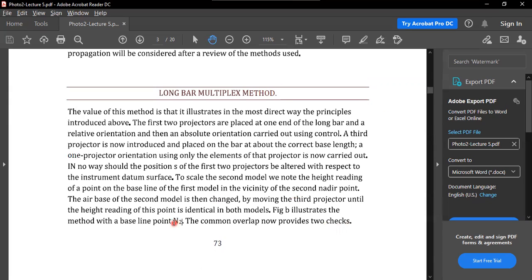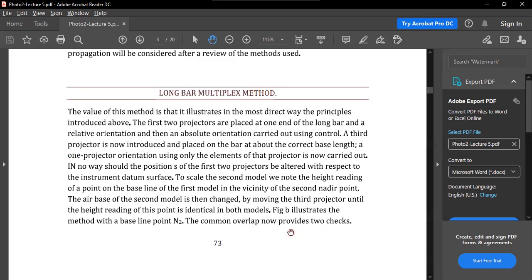All right. So the air base of the second model is then changed. The second model is on the right of it by moving the third projector until the height reading of this point is identical in both models. If the points N2 and N2 prime have the same height, then it's assumed that the two models have actually merged and they have fitted very well. Are you okay? All right, so that's the whole idea.